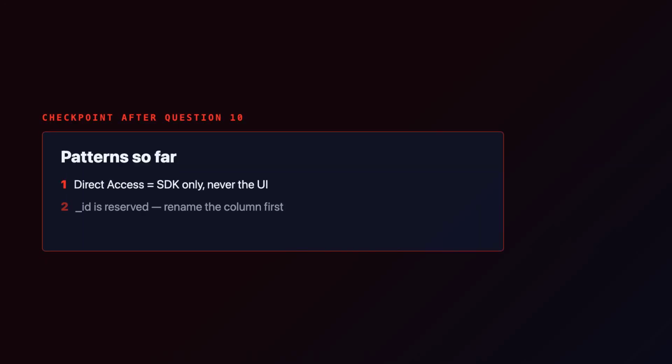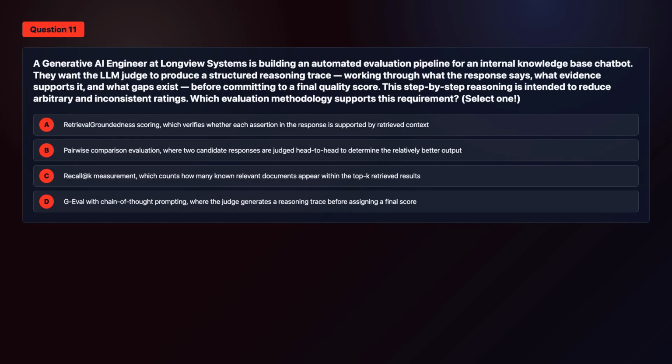Questions 6 through 10. Direct access for external embeddings, the _id reserved name gotcha, SQL for aggregations in RAG, the augmentation step as the generation breakpoint, and AI Gateway unifying guardrails for external providers. Next up, question 11. Map the qualifier to the answer.